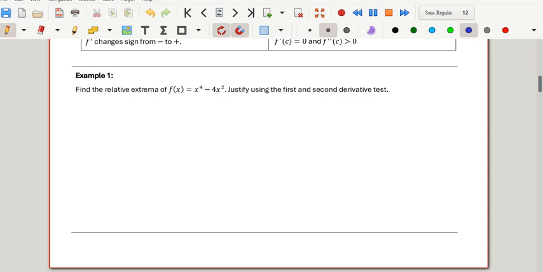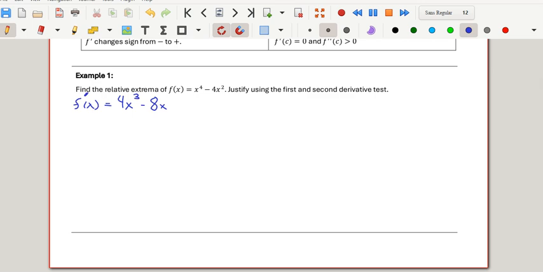Example 1 says, find the relative extrema of f of x equals x to the fourth minus 4x squared. Specifically, justify using the first and second derivative tests. So we are going to show both justifications here. We'll do step 1 for both of them. f prime of x equals 4x cubed minus 8x. Correct?